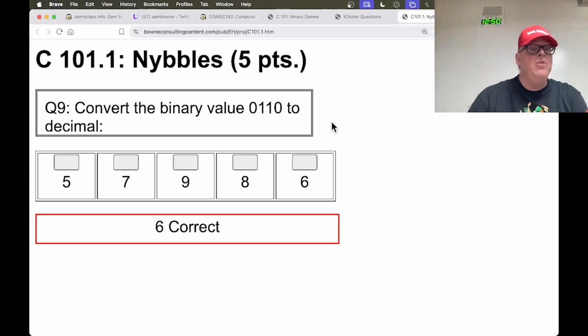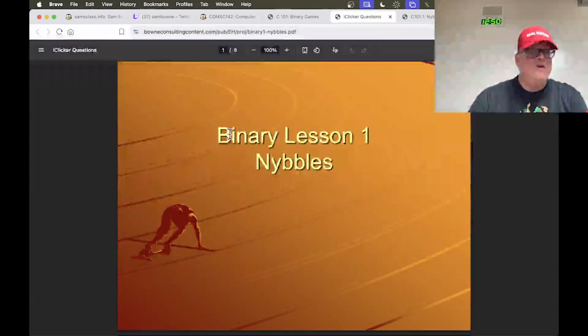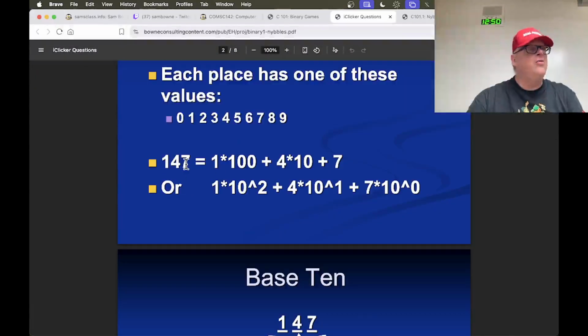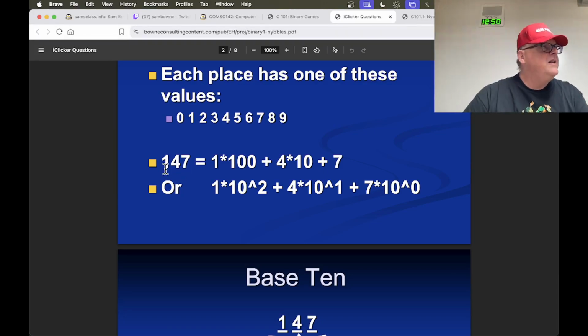You realize it's nothing more than what you've been doing all your life with base 10. It may seem strange, but if you look at this, you've been doing it all your life, 147. You've been knowing that this is the number of 1s, this is the number of 10s, and that's the number of 100s. It's the same system. It just seems unfamiliar. But it's the same logic. The digits on the left count for more.